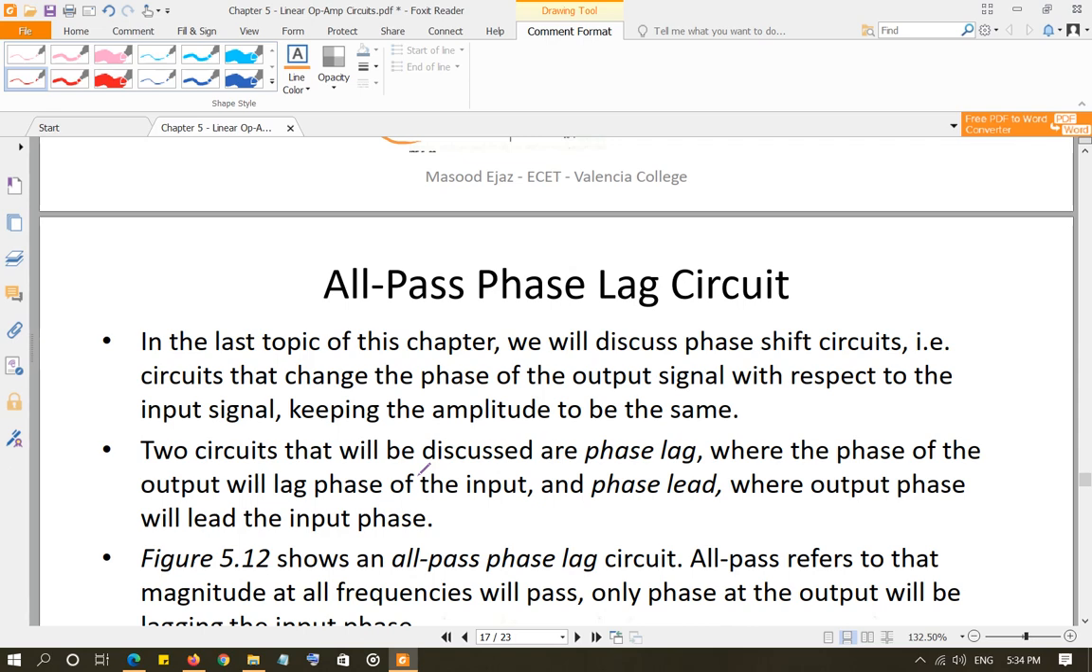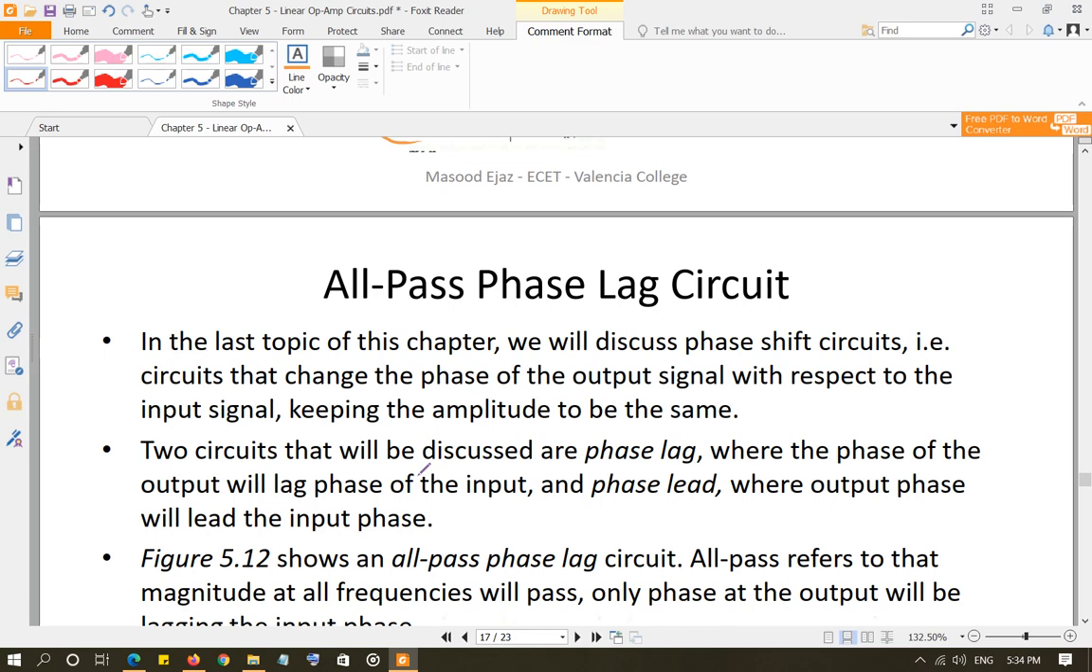Okay, so the third set of circuits in this chapter is the phase lag and phase lead circuit. There are two circuits. They are called phase shift circuits. That is, the output phase will be shifted with respect to the input phase, but the output magnitude will be the same as the input magnitude.